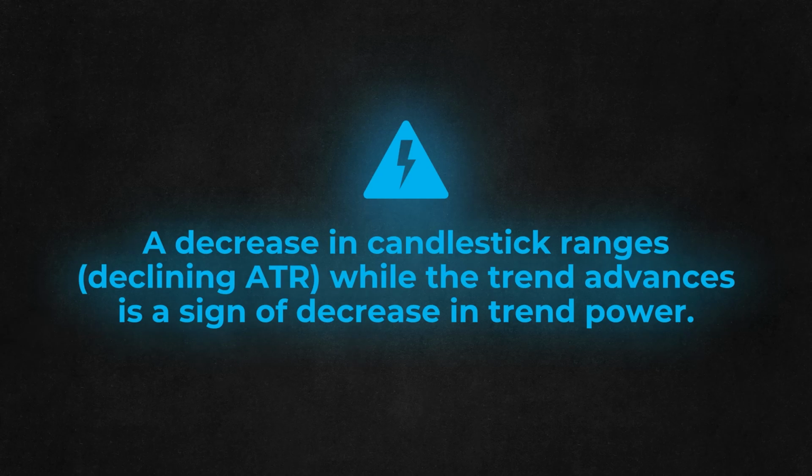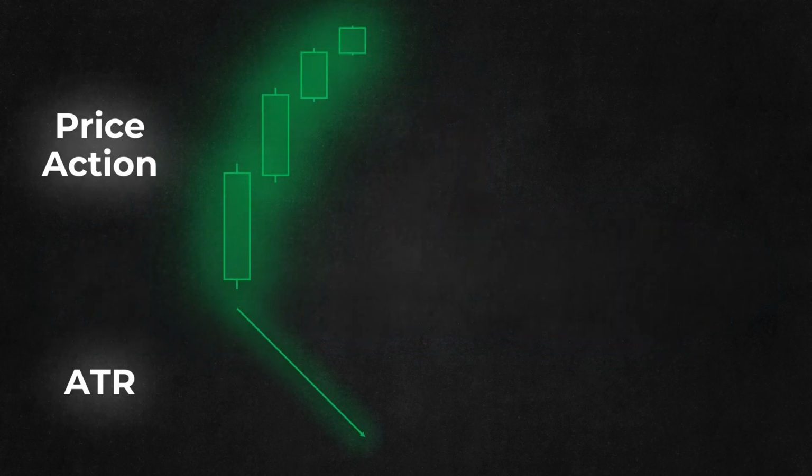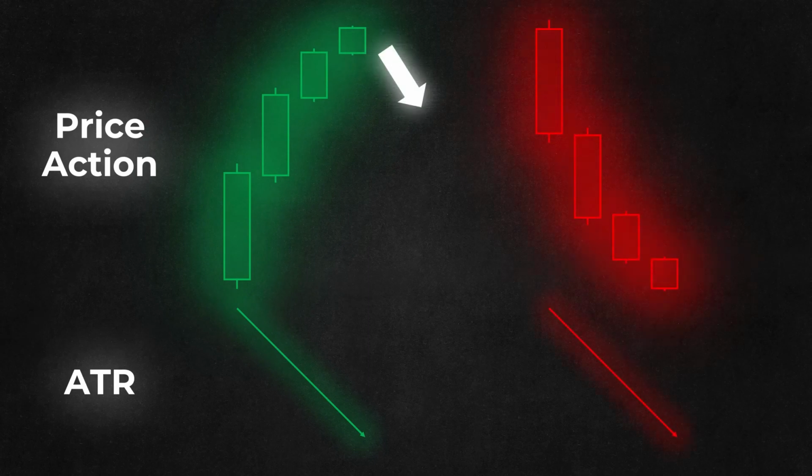A decrease in ATR while price advances in the trend direction is a sign that the power behind the trend is weakening. In this illustration, you can see that a decrease in ATR while price is advancing to the upside is a sign that the trend is weakening. A decrease in ATR while price is advancing to the downside is also a sign that the trend is weakening. The bullish and bearish signals are the same because the ATR cannot have negative values. Logically, an increase in ATR is a sign that the power behind the trend is increasing.